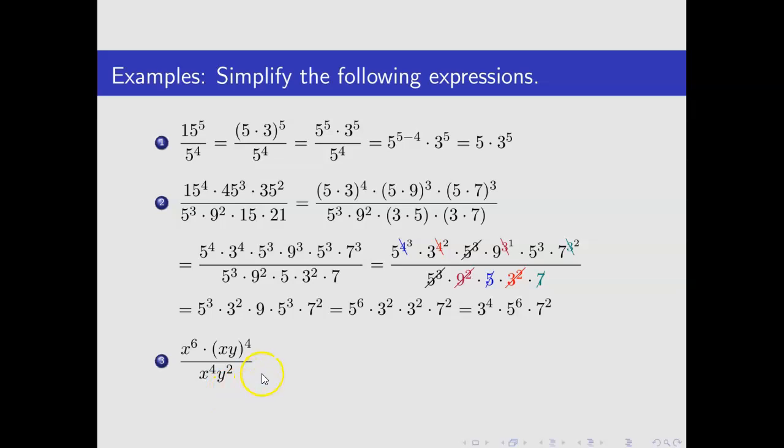And finally, x to the 6th times xy to the 4th over x to the 4th times y squared. And I'm going to use our last rule, Rule 4 first. That gives us x to the 6th times x to the 4th times y to the 4th. Now we're going to cancel the things that will cancel. The x to the 4th and the x to the 4th from the numerator and denominator will cancel. And then the y squared, we can cancel with the y to the 4th, and we're going to be left with 4 minus 2, which is 2 in the numerator for the power. And we'll get x to the 6th times y squared. And that's it.